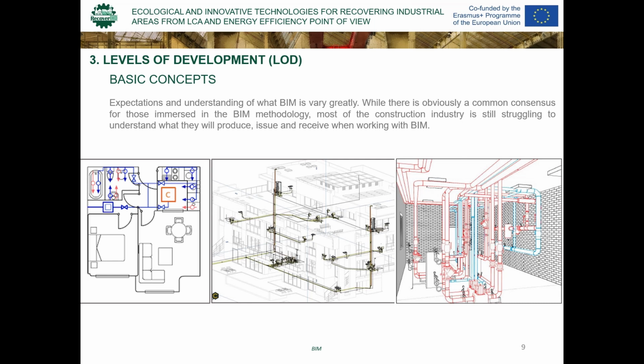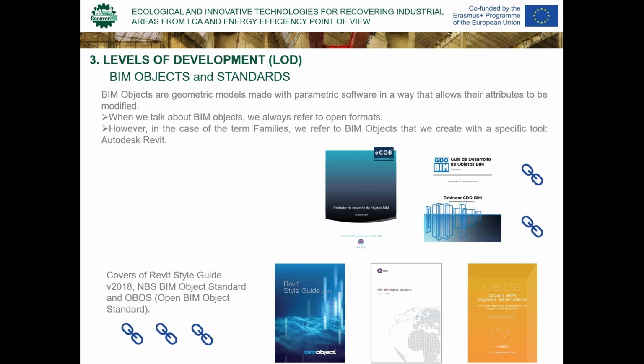Therefore, it is of crucial importance to properly define the degree of development, both graphically and in terms of the amount of information contained, of models and the BIM objects that make up the model in a project. BIM objects are geometric models made with parametric software in a way that allows their attributes to be modified.